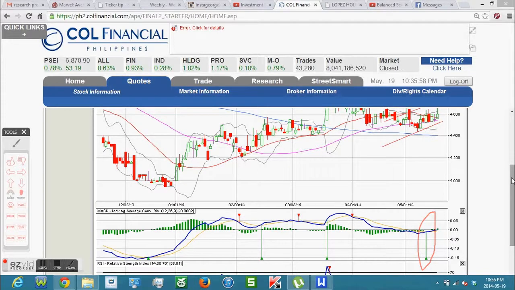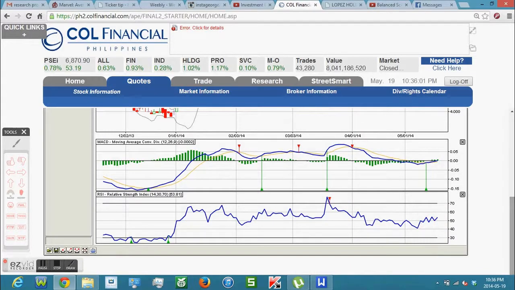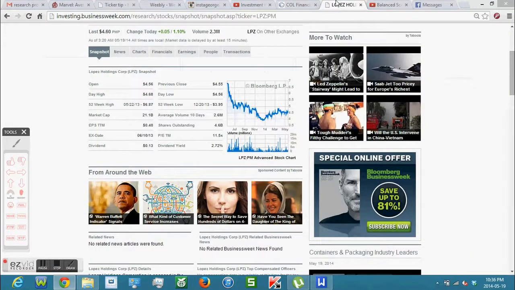We can also see the relative strength index. Lopez Holdings turned in an overbought scenario early this year, and is still at around 55, in a very neutral zone. So pretty much there's still a lot of room on the upside.